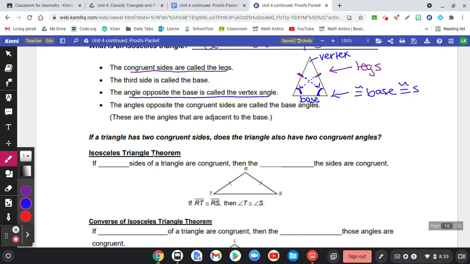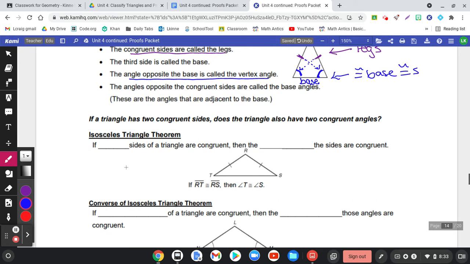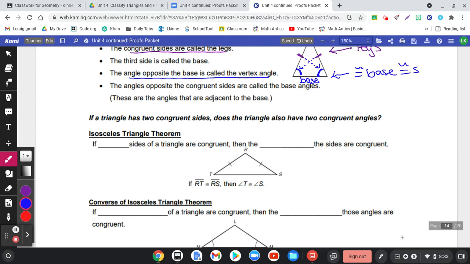All right, so isosceles triangle theorem, this is what we're going to use in our proofs. If two sides of a triangle are congruent, then the angles opposite the sides are also congruent. So again, since RT is congruent to RS, that means that angle T is congruent to angle S. And that's the isosceles triangle theorem, or definition of an isosceles triangle.